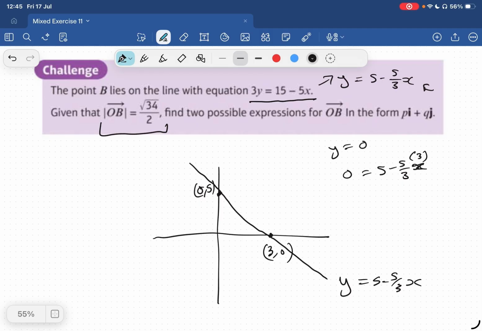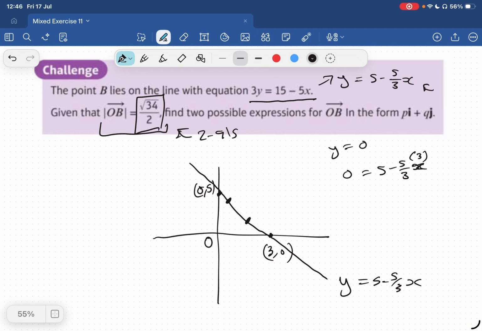Now, given that the magnitude of O to B, where B is some point on this line, I think it's always helpful to figure out what this is as an actual number. So I'm going to put that in my calculator: square root of 34 over 2, and it's going to be 2.915. So we have an estimate of how big this is going to be. So this point B, or the two possible B's, are going to have to be on the line inside this triangle here, because anything outside is going to be bigger than 2.9 as a distance.